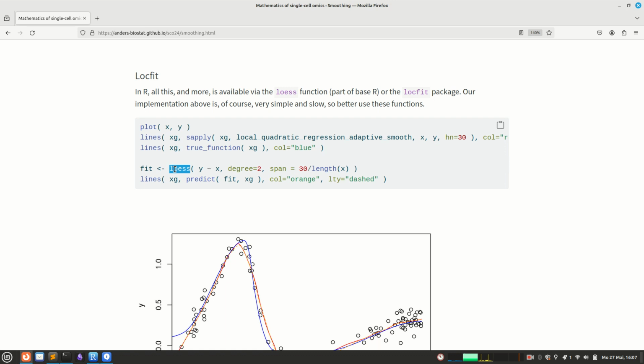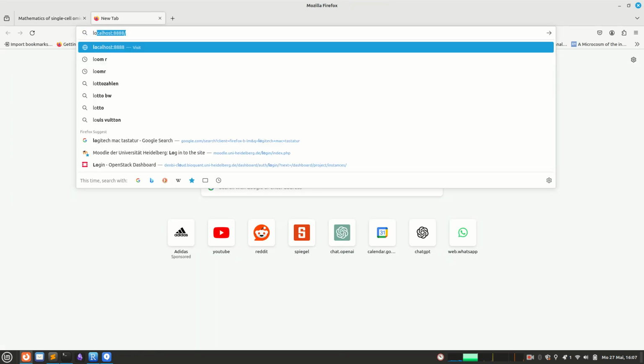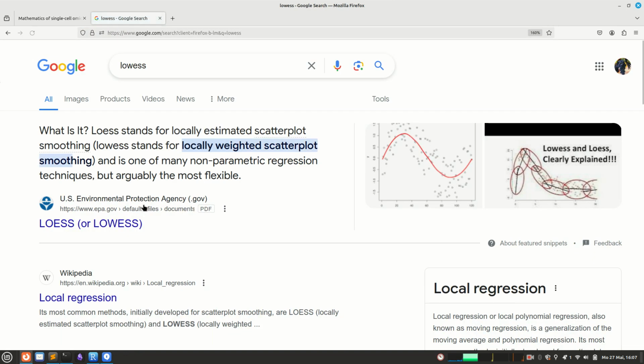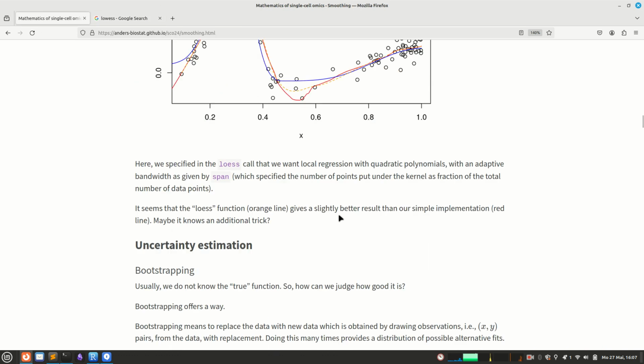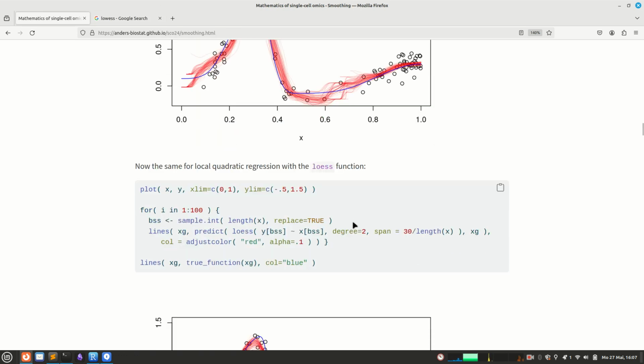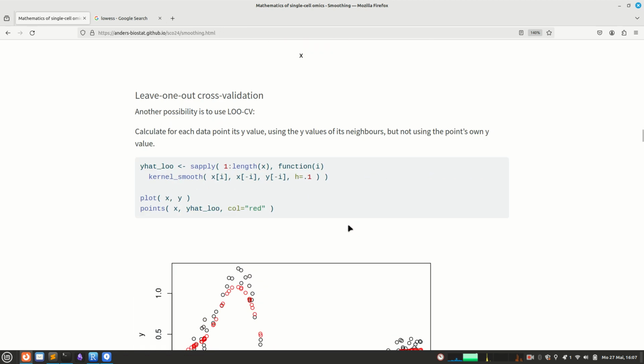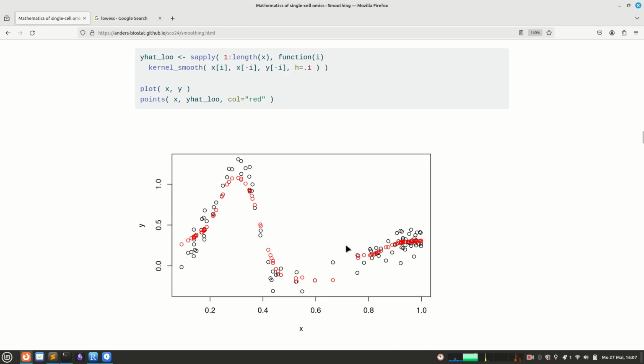Lowess stands for locally weighted scatterplot smoothing. We tried a couple of uncertainty estimation techniques to see how well our fit fits.